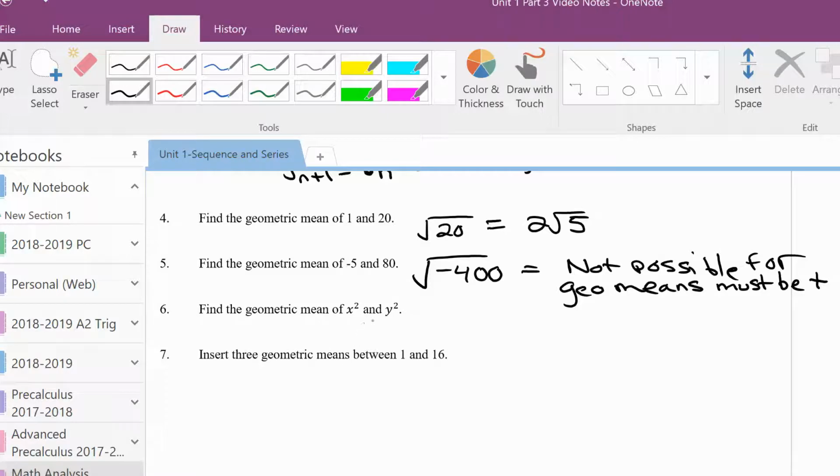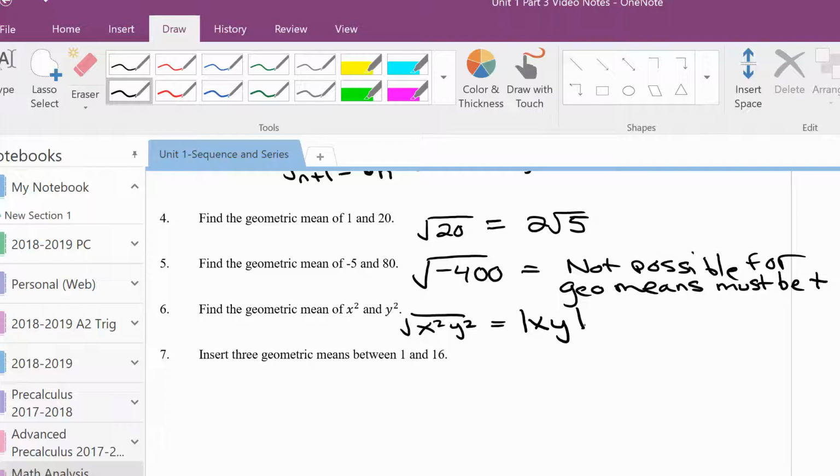So find the geometric mean of x squared, y squared. So it'd be the square root of x squared times y squared, which means you'd have the absolute value of xy. That would be your geometric mean.